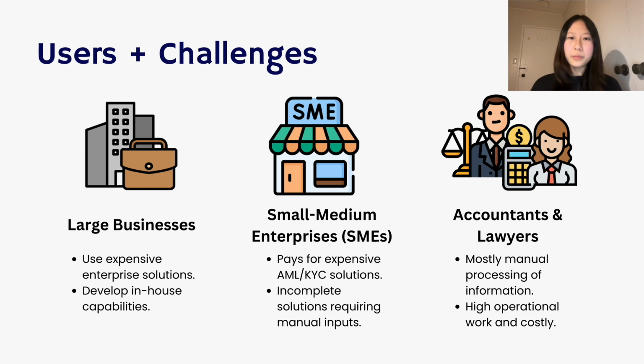There are three key groups affected by the anti-money laundering and know your customer policies, which we have identified as large businesses, small to medium enterprises, and professionals such as accountants and lawyers. Large businesses like banks and financial institutions tend to be less worried due to their size and scalability. They either use high-end enterprise software provided by IBM, SAP, or develop their own in-house infrastructure.